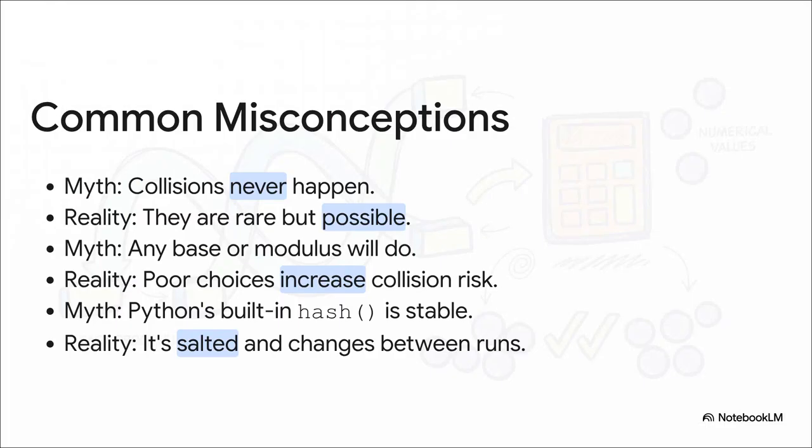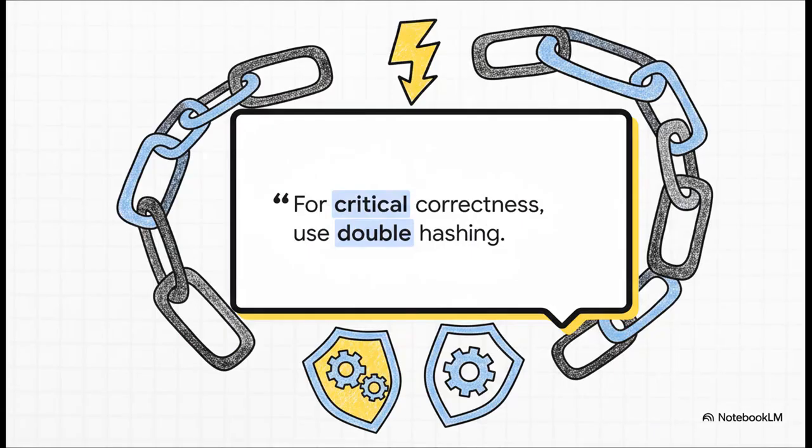First, let's bust a few common myths. Myth 1. Collisions never happen. Wrong. They're rare if you pick good numbers, but they are always possible. Myth 2. Any old base or modulus will work. Nope, bad choices can make collisions way more likely. And a big one, do not, under any circumstances, use the language's built-in string hash for this. In Python, for example, it's salted, which means it changes every time you run the program. It's not stable.